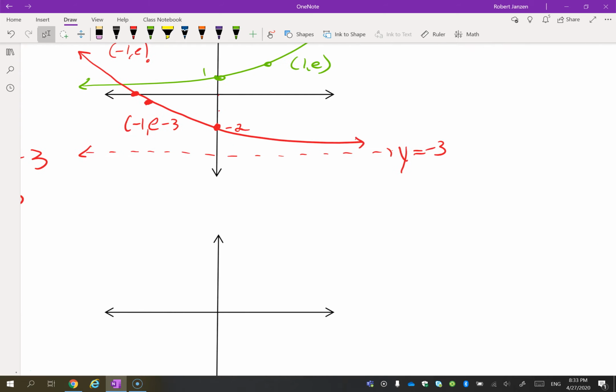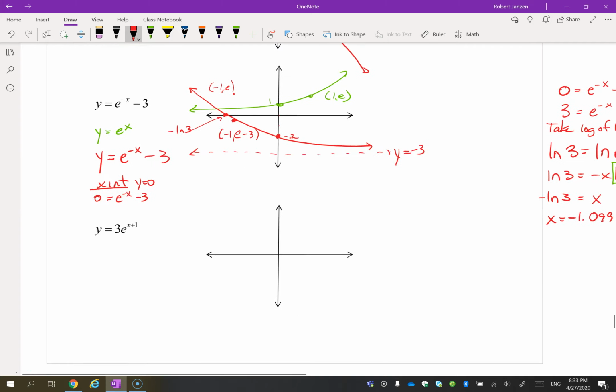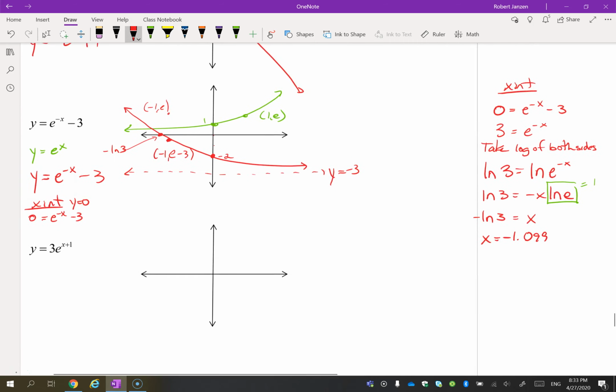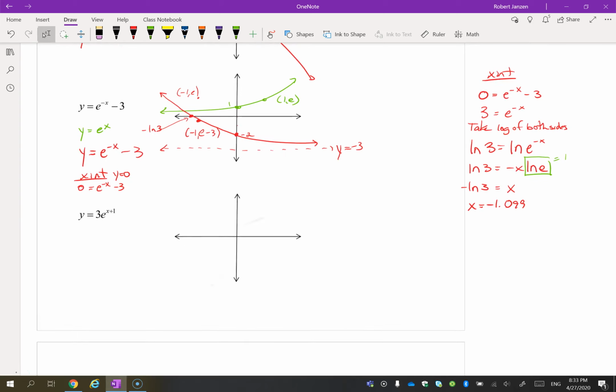Now you can, if you want, write that just as negative the natural log of 3. Okay? So let's write x-intercept over there. Okay, one more.